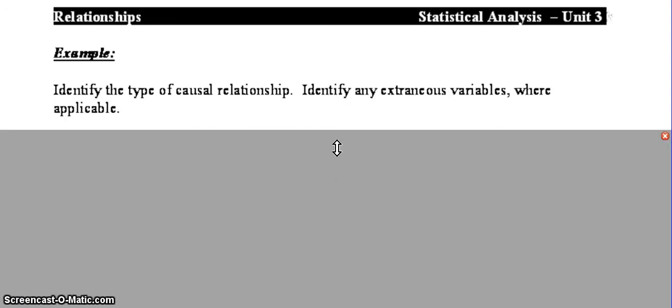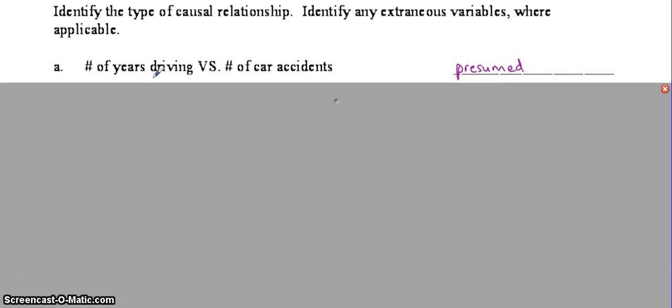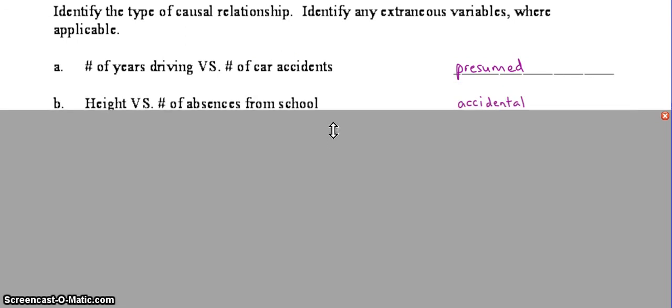Okay, welcome back. Just remember that some of your answers could be different than mine. It's really just how you justify them. So the number of years driving versus the number of car accidents, I said was presumed because if you drive more, it doesn't cause you to have more or fewer accidents. It's just that if you have more driving, you have more experience, so you may have fewer car accidents, but it's not cause and effect. Driving more does not cause you to have more or fewer accidents.